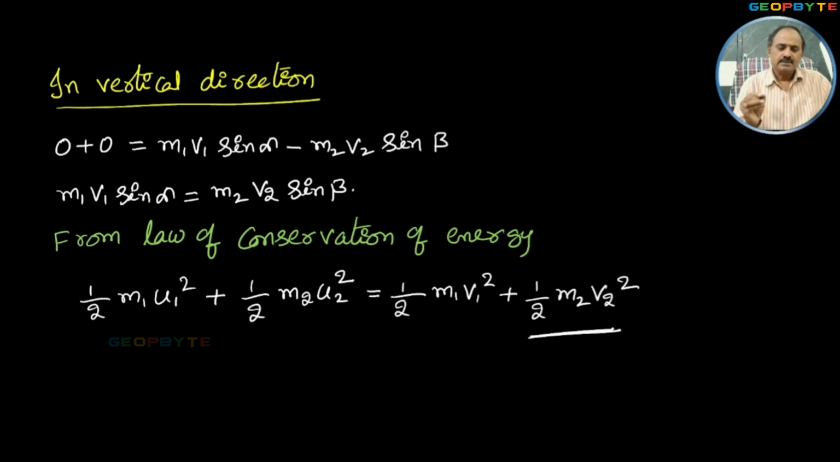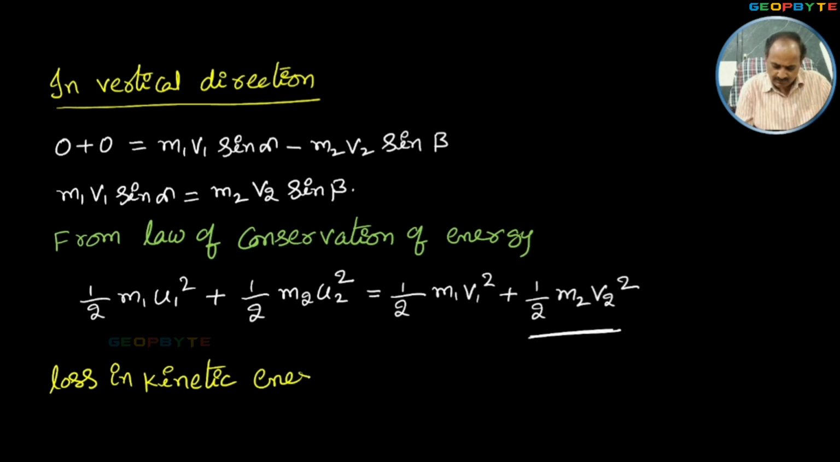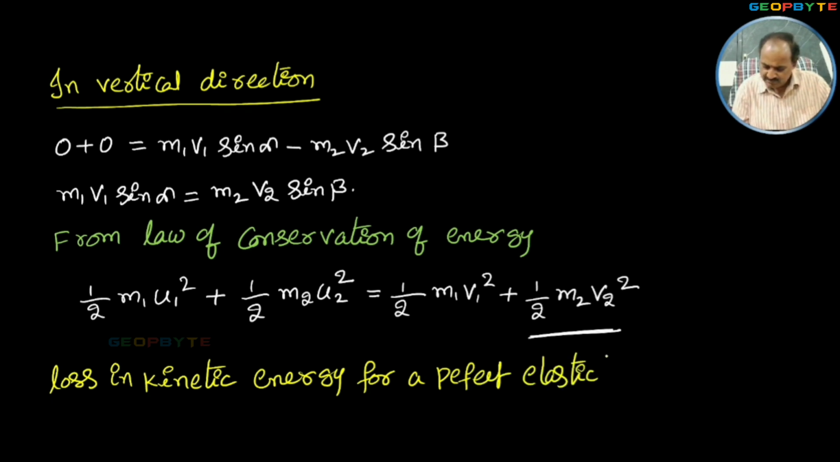Since the total kinetic energy before collision equals the total kinetic energy after collision, the loss in kinetic energy for a perfectly elastic collision is equal to zero. Understood clearly?